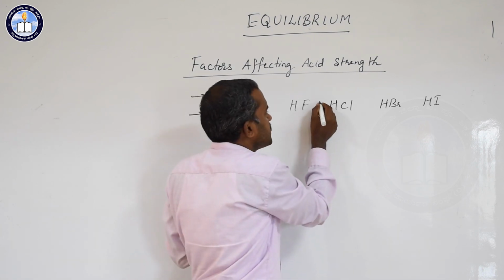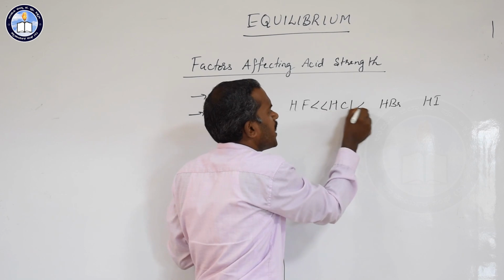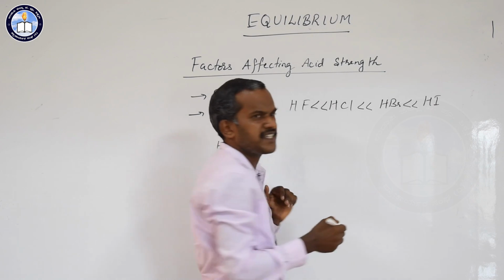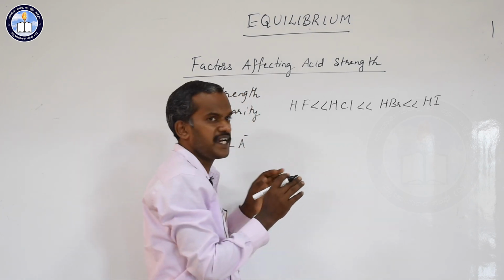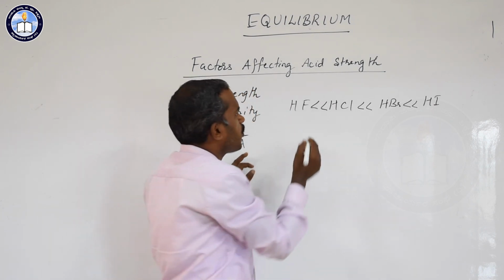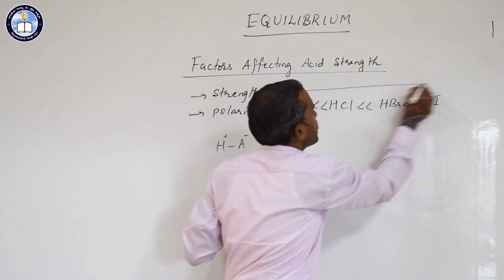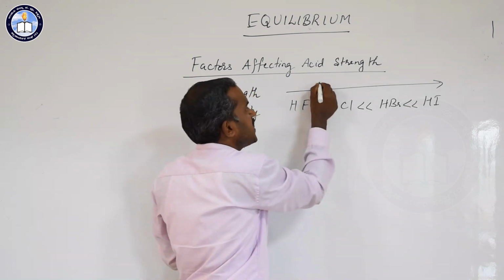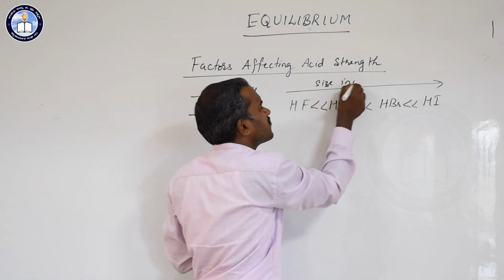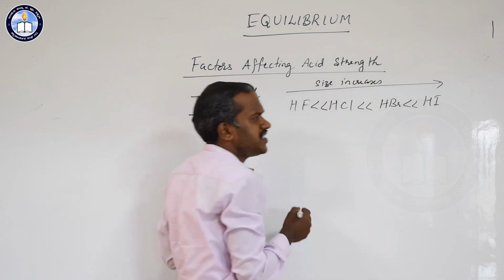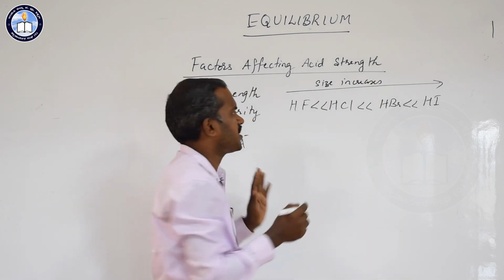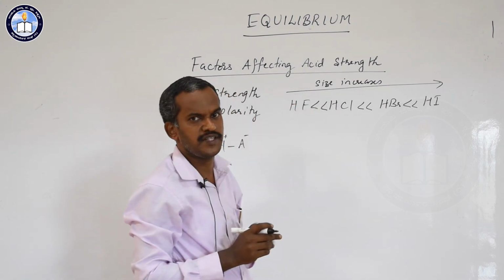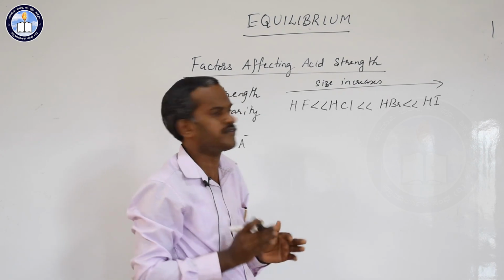So comparing the acidic strength among hydrogen fluoride, hydrogen chloride, hydrogen bromide and hydrogen iodide, HI has the maximum acidic strength, and we compare atomic size down the group. From left to right, from HF, HCl, HBr to HI, the size increases. When the size increases, acidic strength increases. In this case acidic strength increases with respect to size, which means it is decided by the strength of the bond.